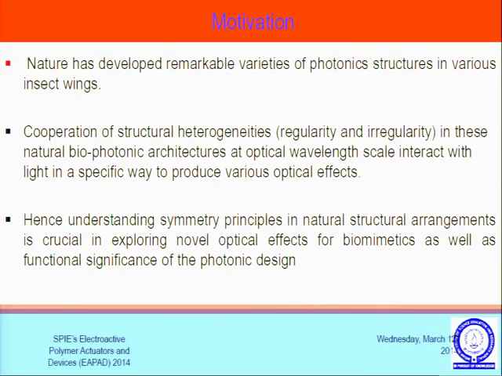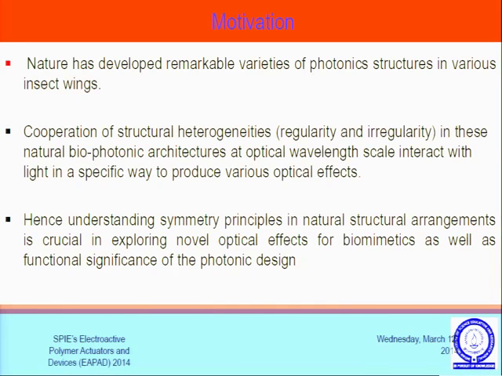So the motivation behind my work is this: nature has developed a remarkable variety of photonic structures in insect wings. The cooperation of structural heterogeneity in these natural biophotonic architectures at the optical wavelength scale interacts with light in a specific way to produce various optical effects. Hence, understanding symmetry principles in natural structures or arrangements is crucial.